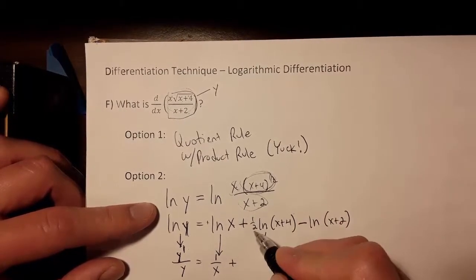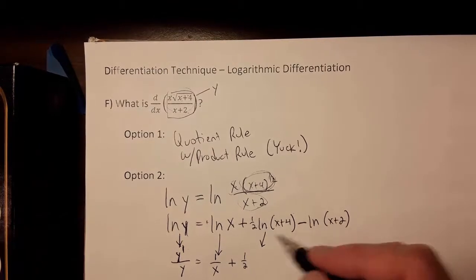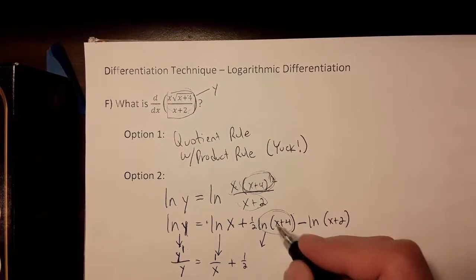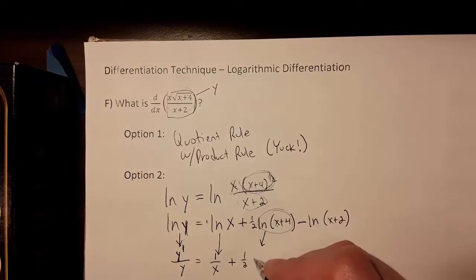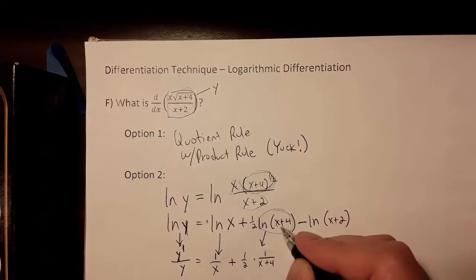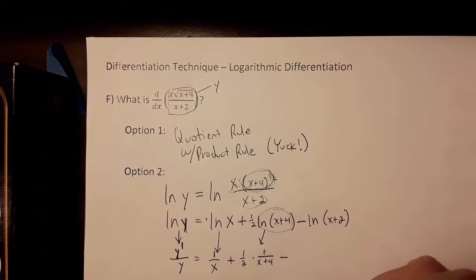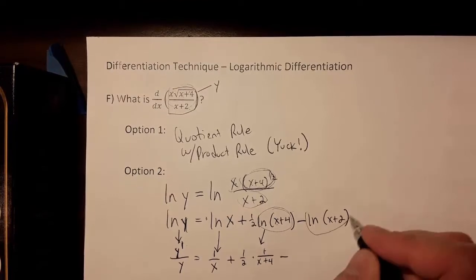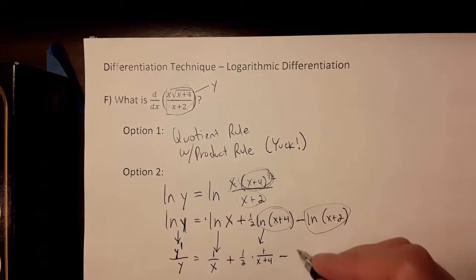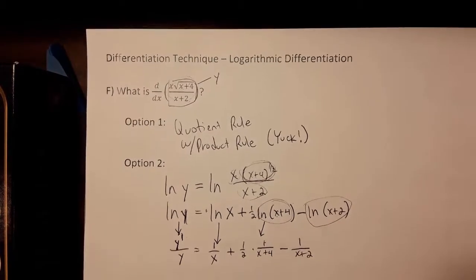For the next term, the 1/2 can be kept as a constant, and we're just going to differentiate the variable portion. Derivative of x plus 4 is simply 1 over x plus 4. So our u prime is 1 over u, the original quantity. Same situation at the end. The derivative of the quantity is 1. The quantity itself is x plus 2.